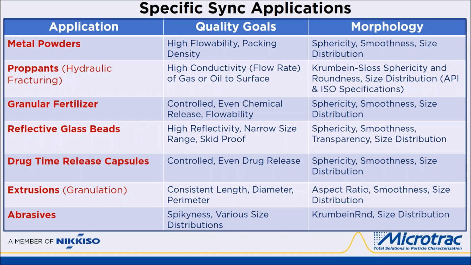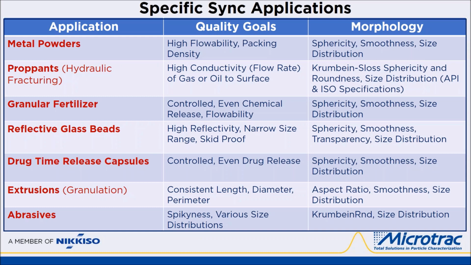Granular fertilizer needs to flow well for even spreading and then evenly release chemicals into the soil. Key quality parameters are sphericity, smoothness, and a very narrow size distribution. Reflective glass beads used in highway safety coatings have to be highly reflective, be skid-proof by containing a proportion of added sand, and have a narrow size range. Key quality parameters are sphericity, smoothness, transparency, and narrow size distribution.